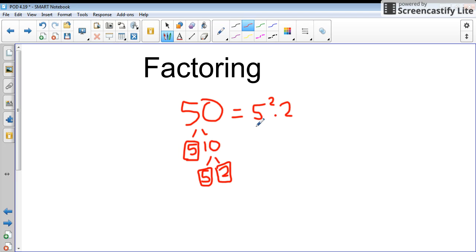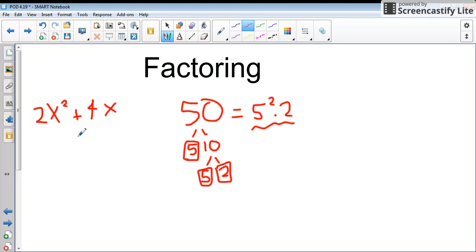Now, in this unit, the prime factorization isn't something that we're particularly interested in. We're more interested in finding factors of things with variables in it. For example, the expression 2x squared plus 4x still has factors to it.